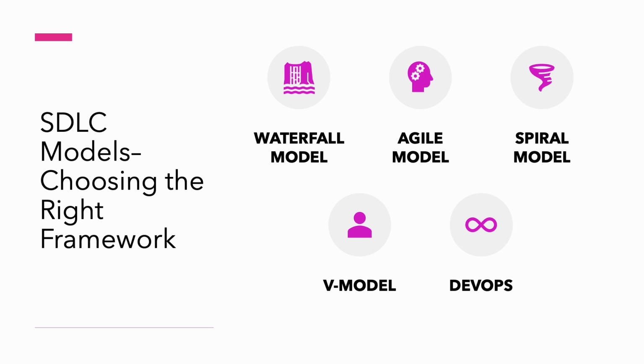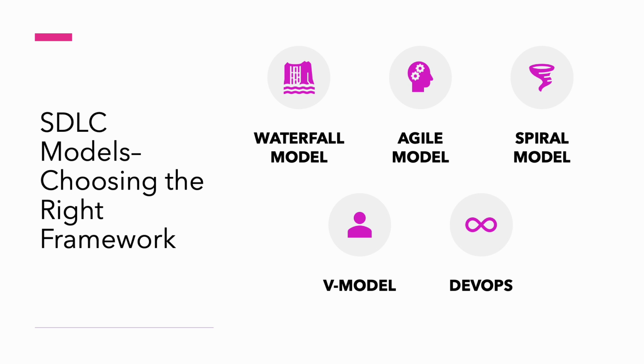Next, we have Agile. Agile is great for projects that expect frequent requirement change. It is iterative and allows for constant feedback and incremental development. The spiral model focuses on early identification and reduction of risks. It combines elements of both iterative and waterfall models. The V model is very similar to the waterfall model, but has a stronger emphasis on testing. And finally, we have DevOps.